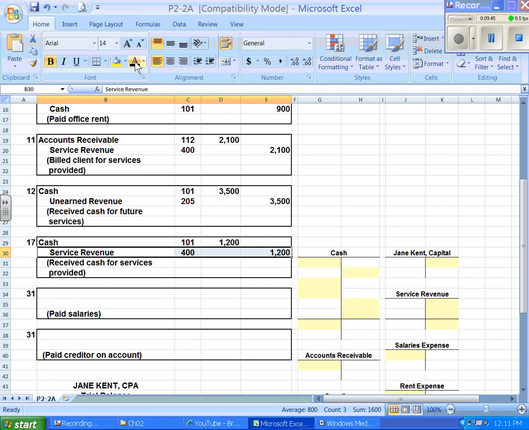$1,200. Okay, I'm going to stop here. This is part one. We'll continue with part two.